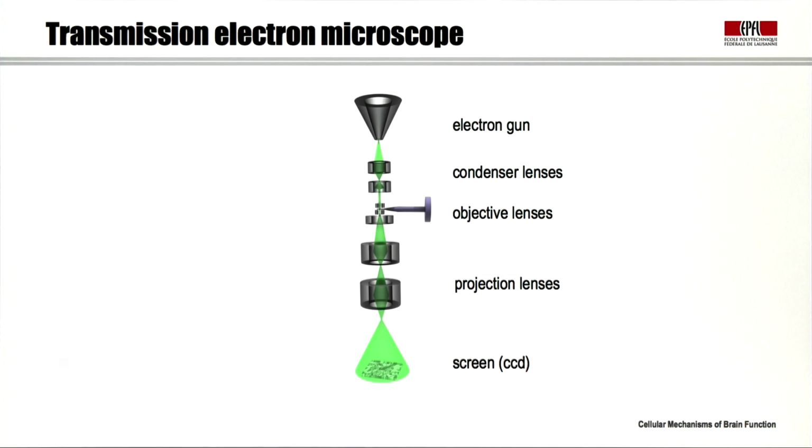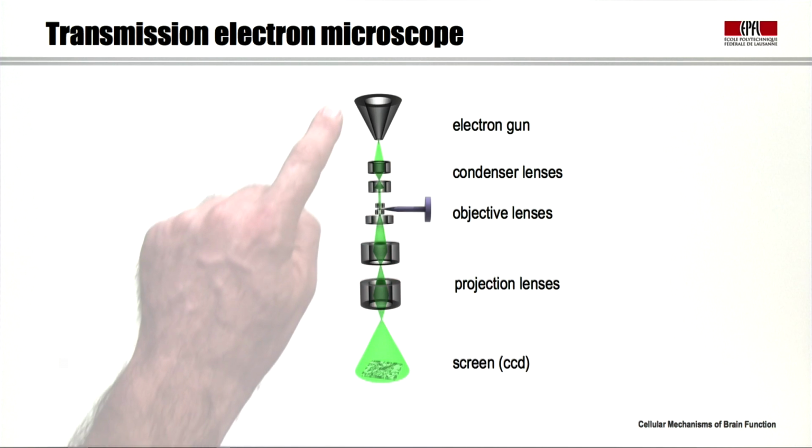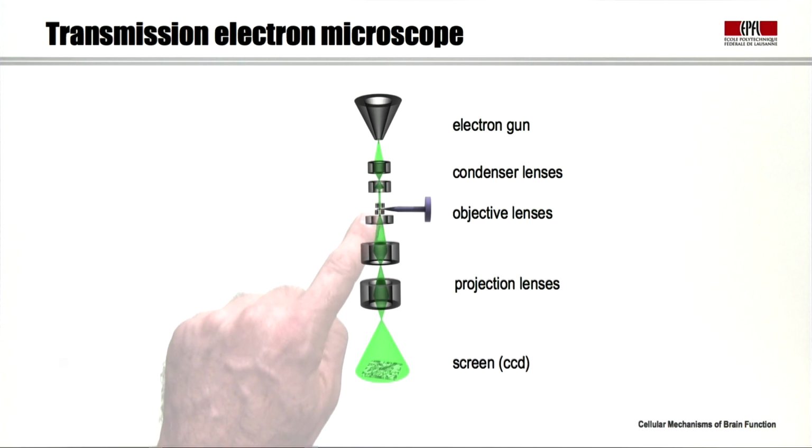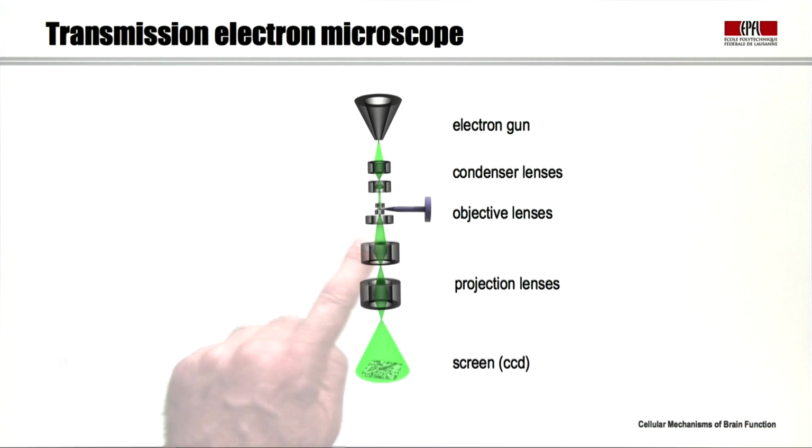So we can consider the transmission electron microscope as being very similar to the light microscope, and instead of photons being produced, we have electrons which pass through a condenser lens system. They then pass through the objective lens and then through a projection system, which will then magnify the image onto a screen or the CCD camera.